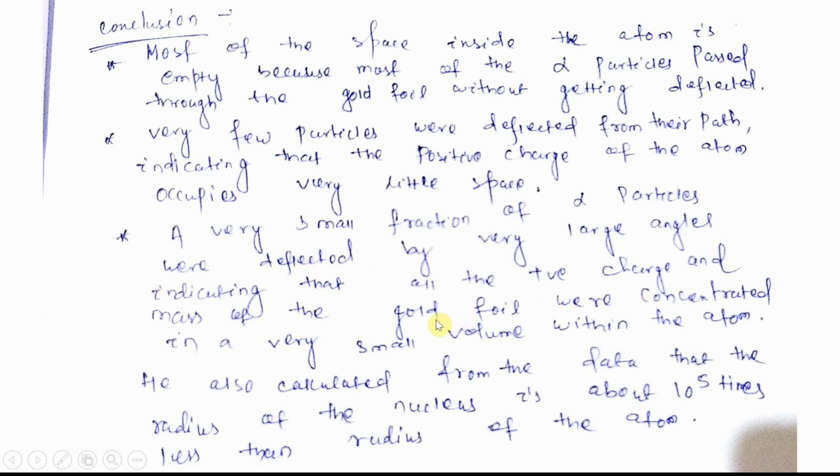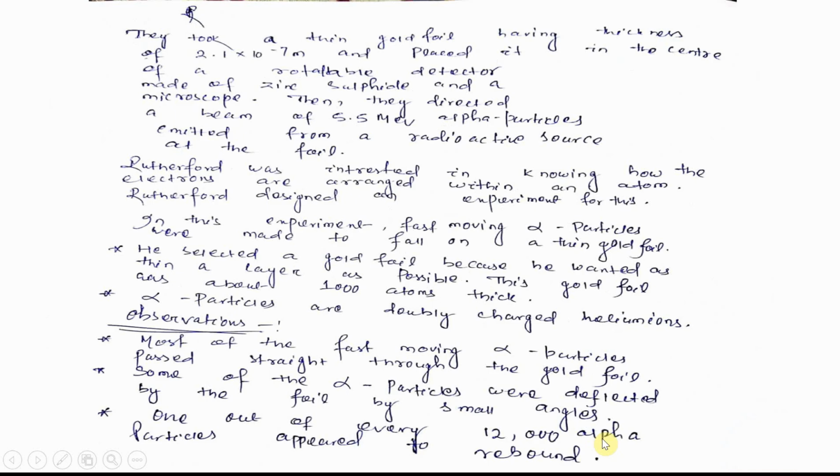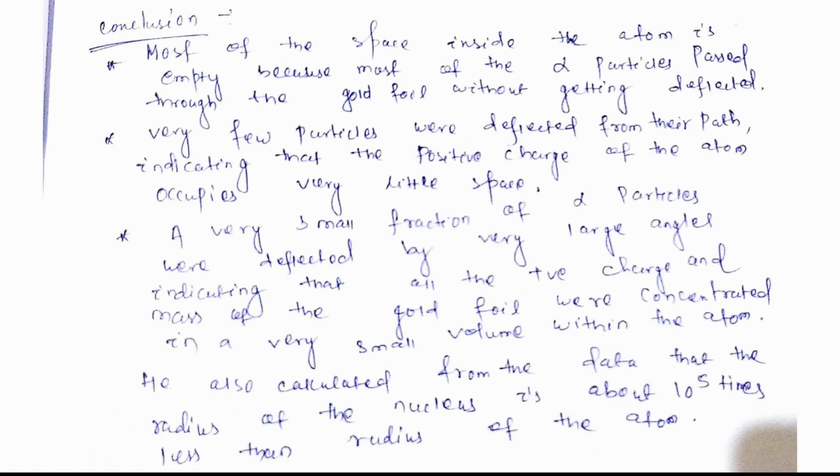So we can easily say that Rutherford discovered the nucleus, and a very small fraction of alpha particles were deflected by large angles, indicating that all the positive charge and mass of the gold foil are concentrated in a very small volume within the atom, and that is known as the nucleus. He also calculated from the data that the radius of the nucleus is about 10 to the power 5 times less than the radius of the atom. So these are the conclusions.